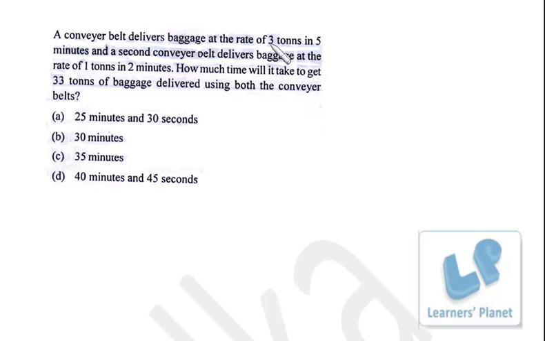The rate of the first one is 3 tons in 5 minutes. So what we can do is find out the per minute baggage transfer, right? So 3 tons in 5 minutes, that means per minute it is transferring 3/5 of a ton, right? Similarly, the second one is transferring 1 ton in 2 minutes. That means precisely it is transferring 1/2 ton per minute. Right? The first one 3/5 in 1 minute, the second one 1/2 in 1 minute.